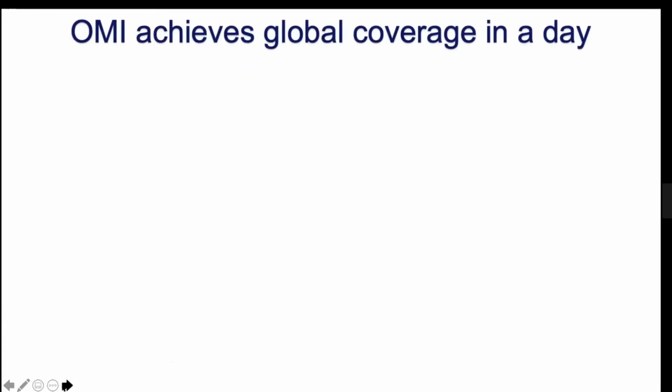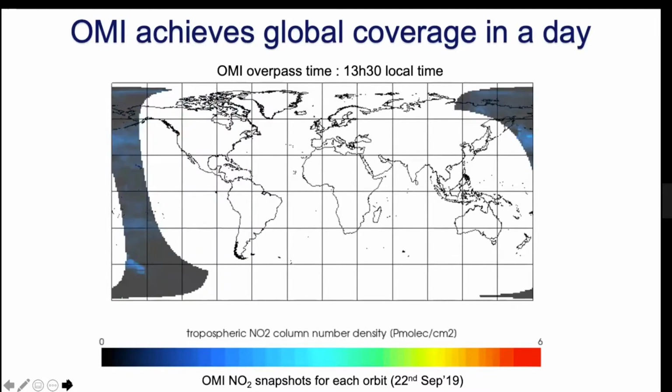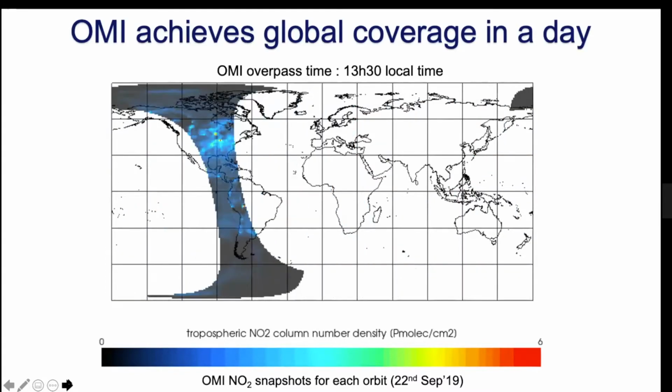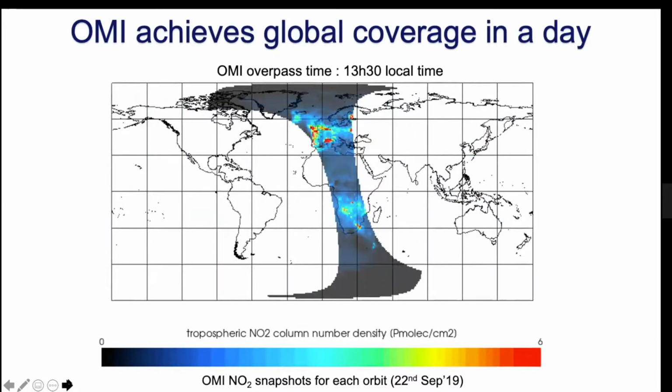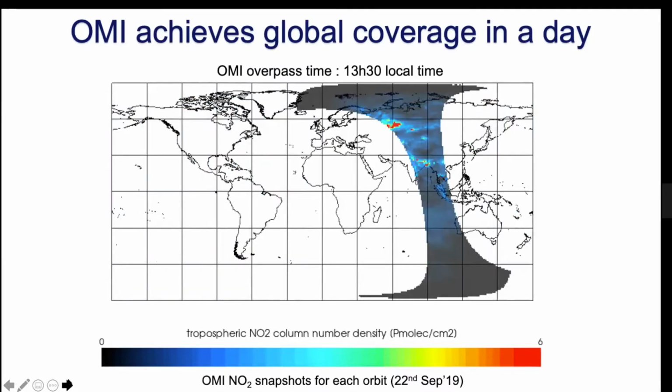The second thing is that the satellites pass overhead once a day. So OMI's overpass time is 1:30 local time. So it will be passing somewhere around an hour from now, right overhead. Now these satellites are in the low Earth orbit. That means they are 750 kilometers away from the Earth's surface. And so they complete an orbit around the Earth in 90 minutes.